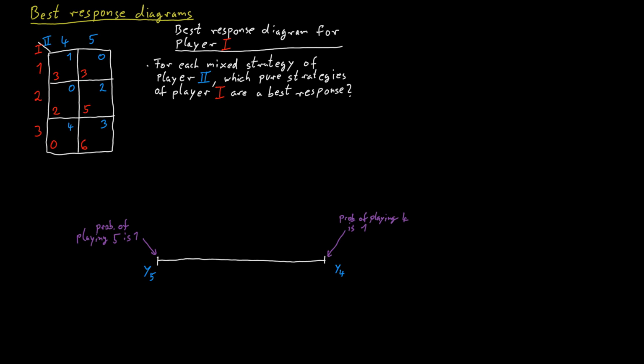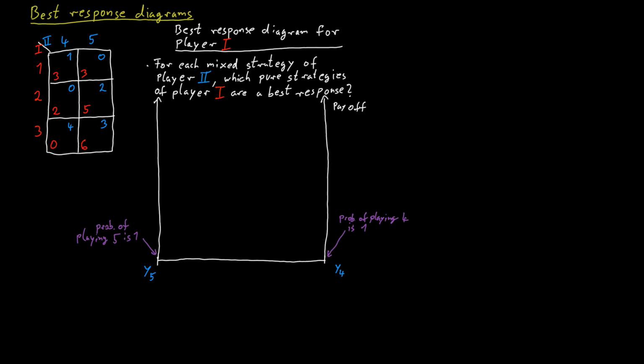Now the y-axis in this diagram will be the payoff that the player receives. And when I say the player, I mean the first player of the game. We now want to indicate for each of the mixed strategies of player 2, so for each point on this line, what is the expected payoff that player 1 gets when player 1 plays her first strategy, so strategy 1.